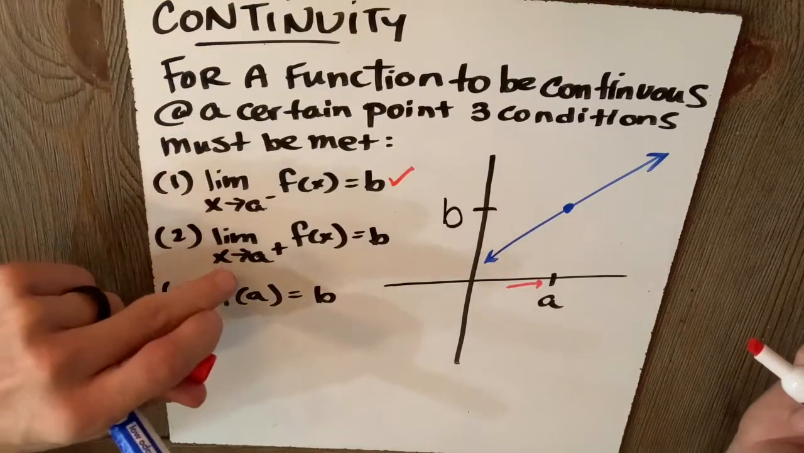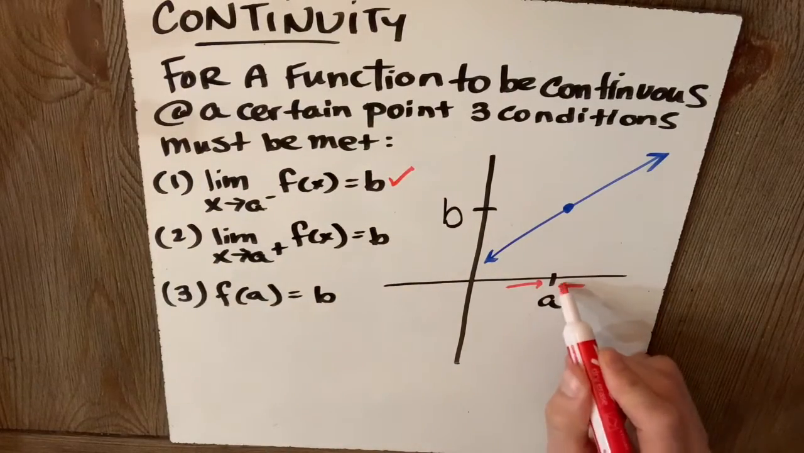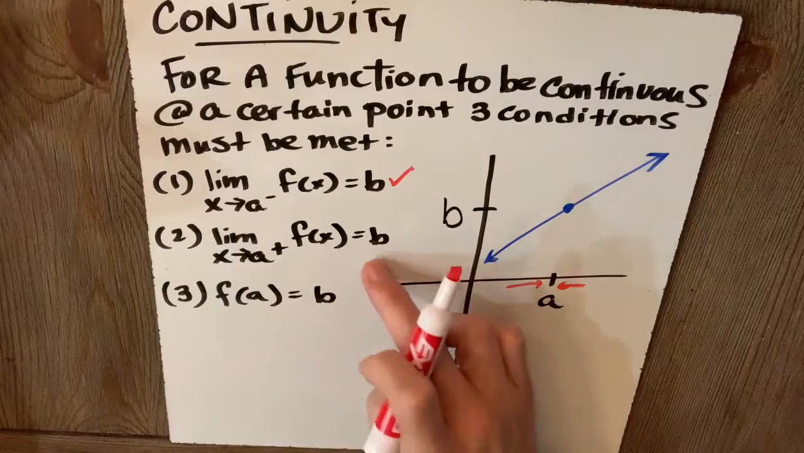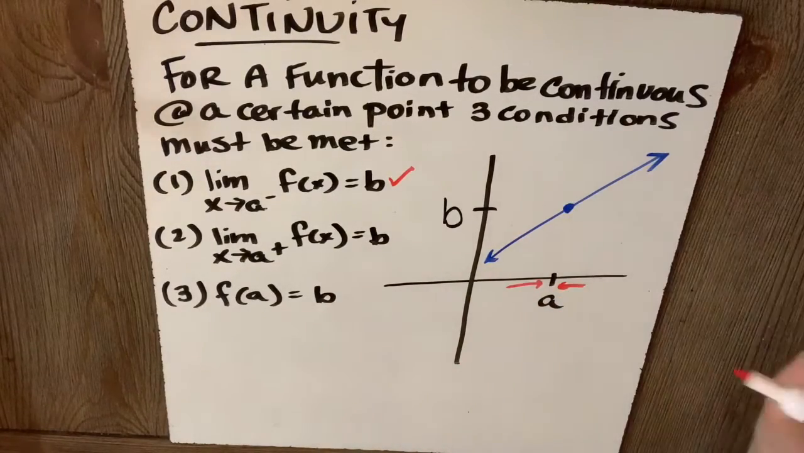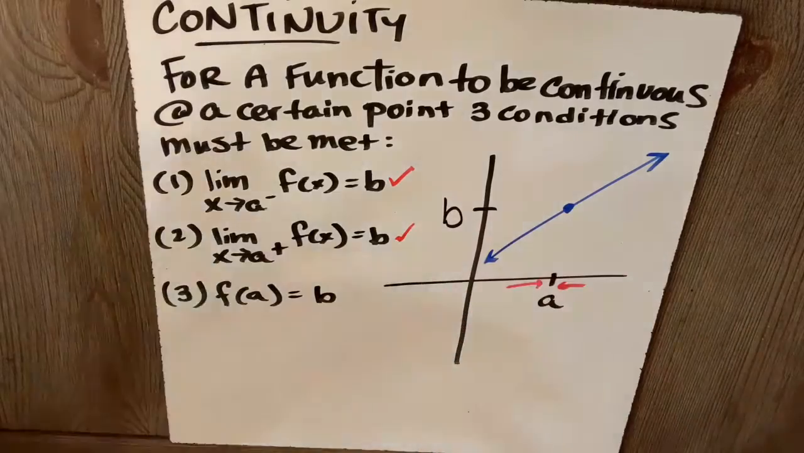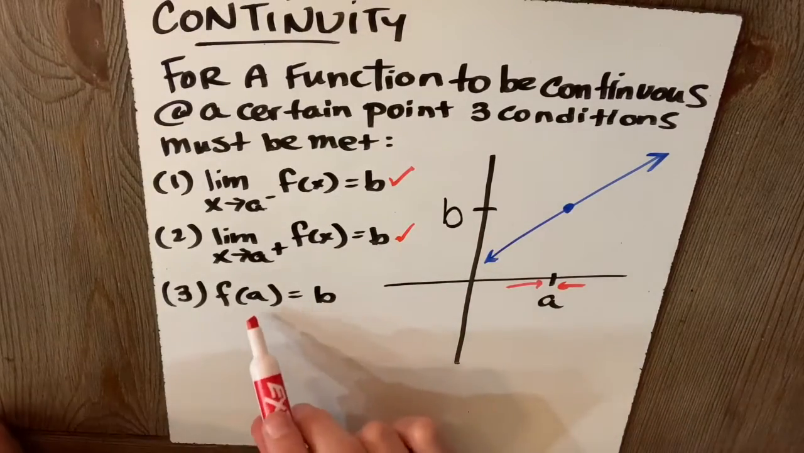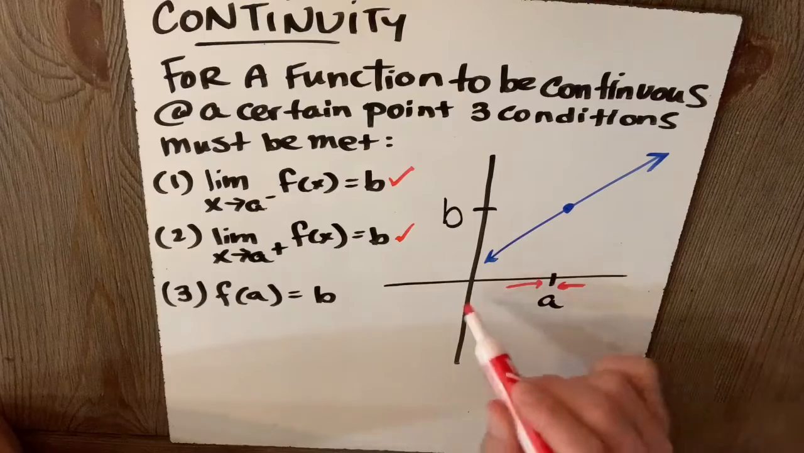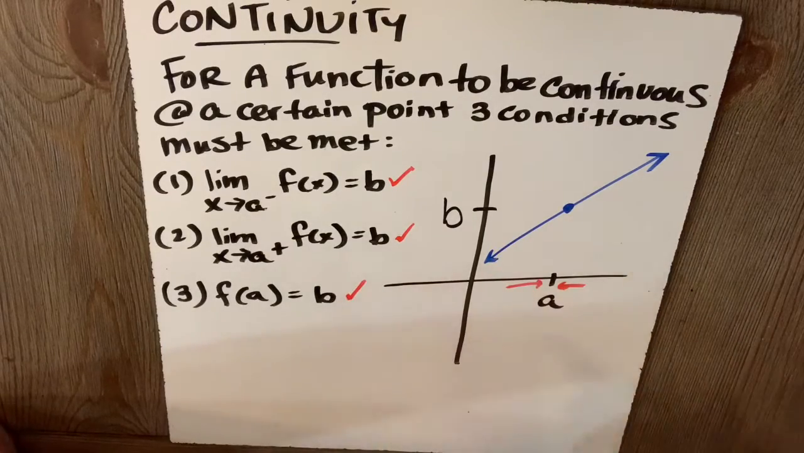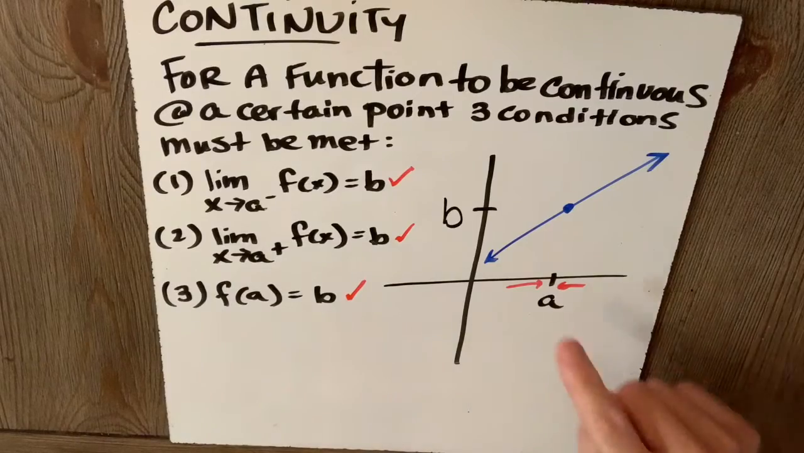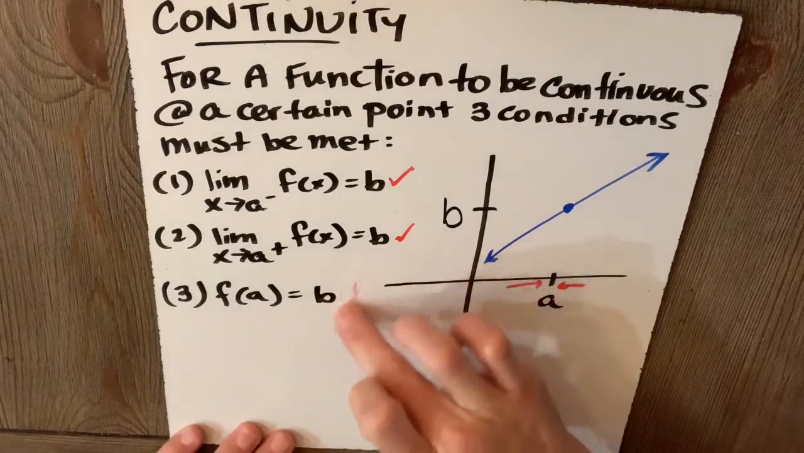The limit as x approaches a from the right, so we're squeezing in on a, is also b. As we squeeze in on a from this side, yep, it does look like the y values are heading towards b. And the function value at a is b. We see if we put an a into our function, we do get b. So all three of those conditions are met, and we can say the function is continuous at a.